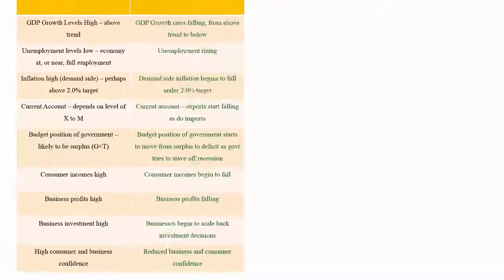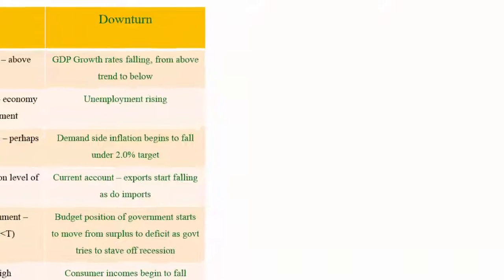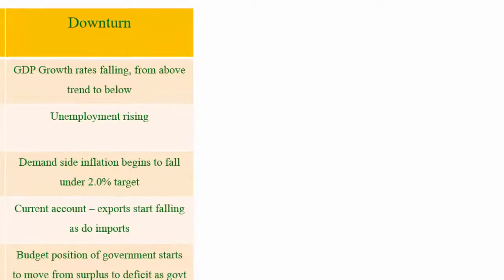Overall, business and consumer confidence will be high because of job security and increased incomes. So moving through to a downturn then, we start to see a moderation in all of the levels of GDP and unemployment and so forth that we saw in the boom phase. So in a downturn, GDP growth rates will start falling. So they may still be positive, but they'll be lower than they were during a boom phase.